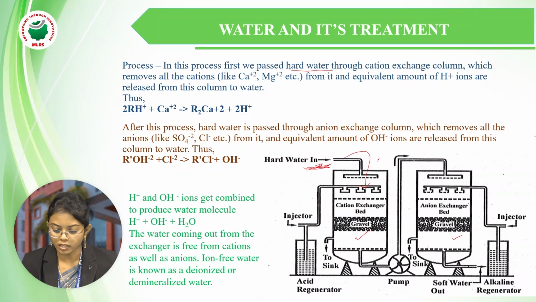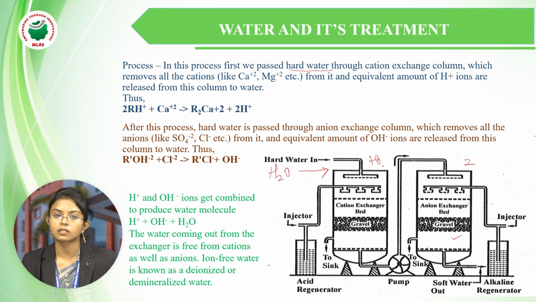So the first exchanger column is the cation and the second one is anion. In the cation exchange column, it removes all the cations present in the water. So first we are sending the water into the cation exchange column. The water may contain anions and cations. It is mixed, it is having both anions and cations.